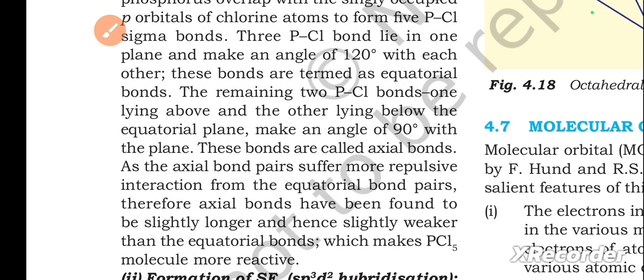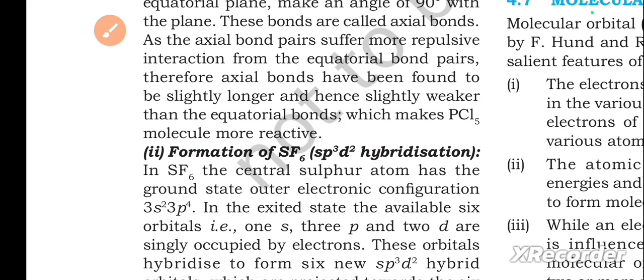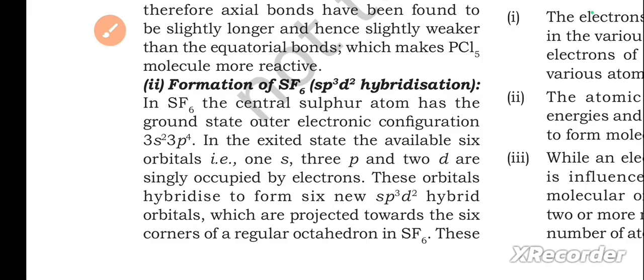The remaining 2 P-Cl bonds, one lying above and the other lying below the equatorial plane, make an angle of 90 degrees with the plane. These bonds are called axial bonds. As the axial bond pairs suffer more repulsive interaction from the equatorial bond pairs, therefore axial bonds have been found to be slightly longer and hence slightly weaker than the equatorial bonds, which makes the PCl5 molecule more reactive.